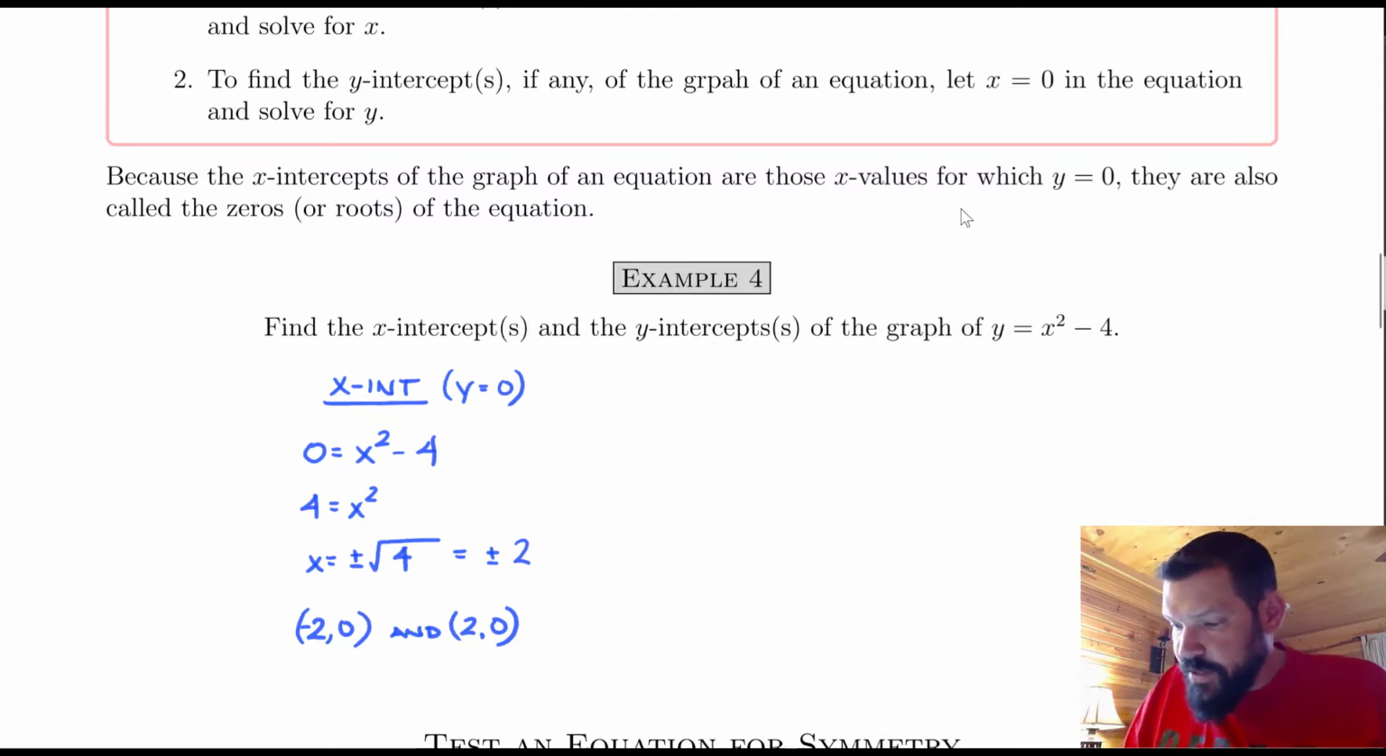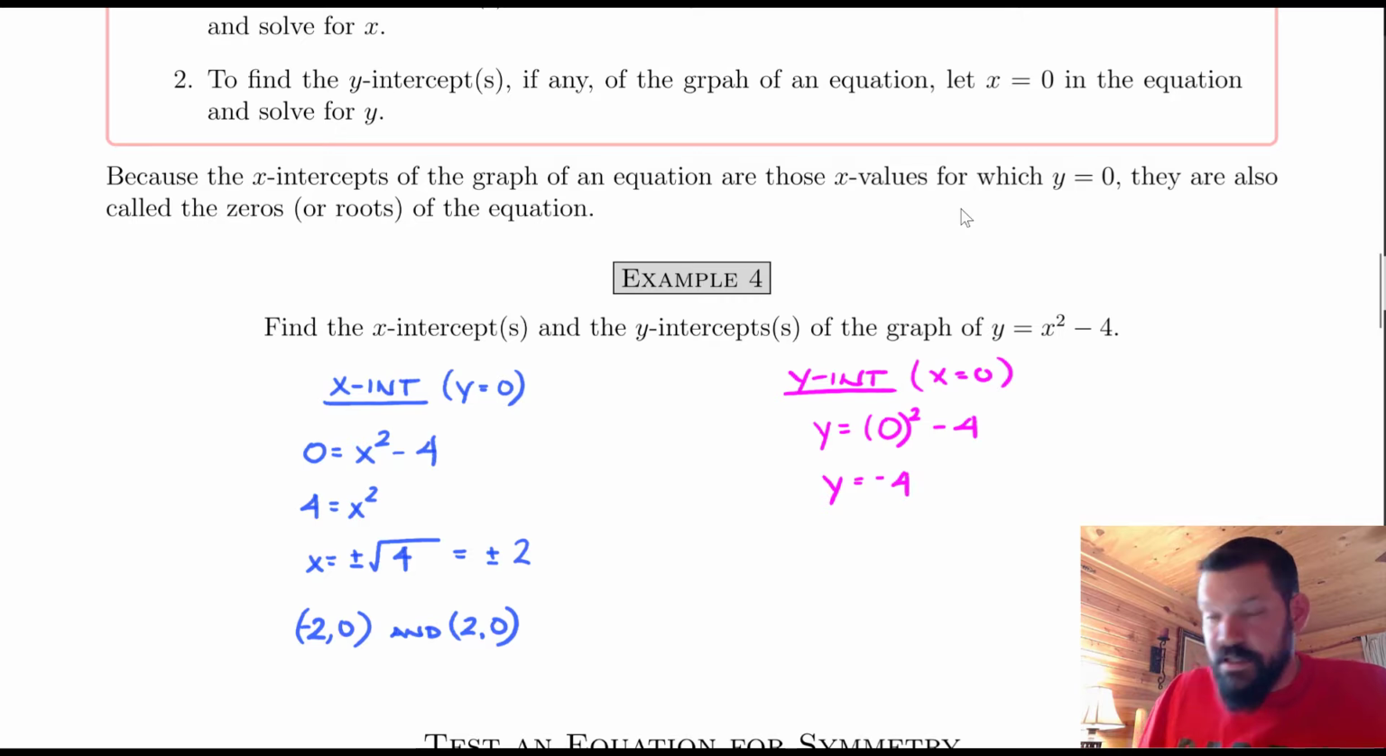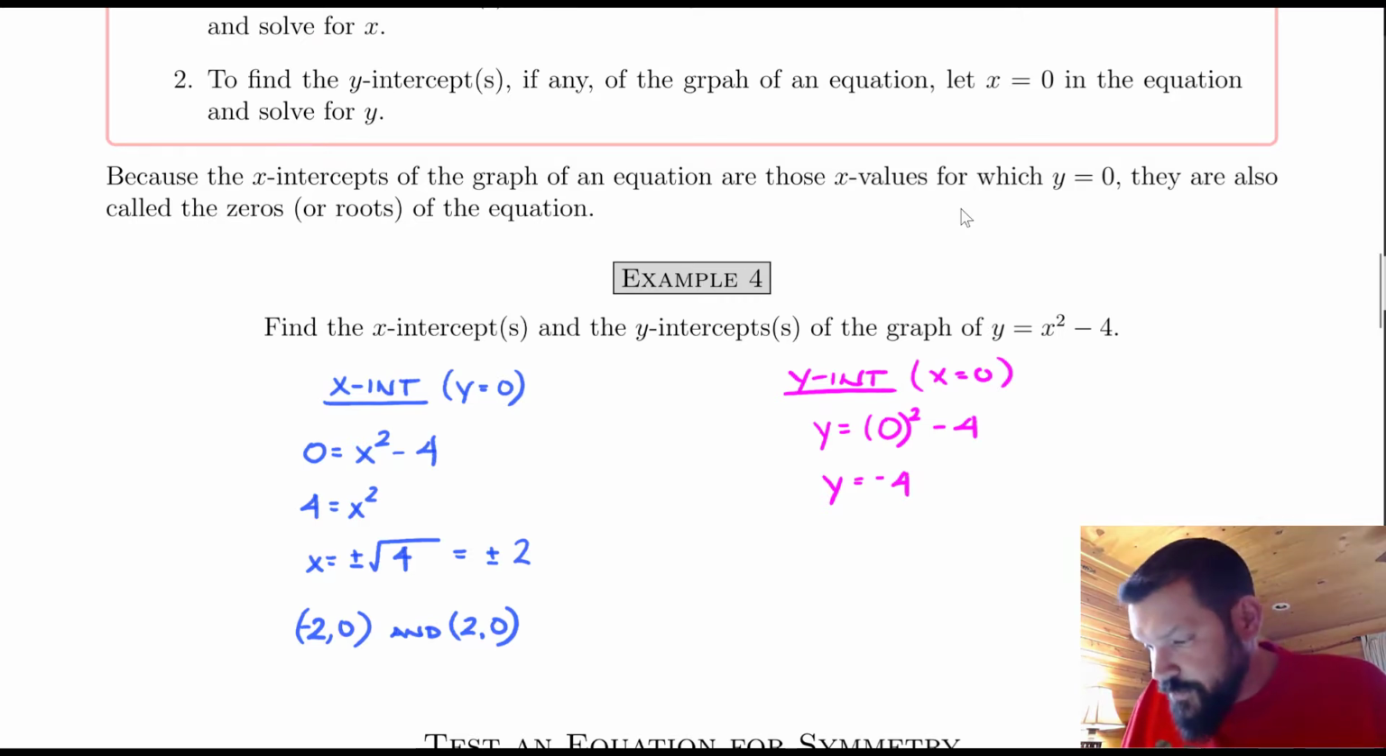Now let's look at the y-intercepts. The y-intercepts, if you recall, again, occur when x is equal to 0. And this is normally pretty simple to figure out. So we're going to replace x with 0 to find our y-intercepts. And when we simplify that, we just get -4. So this graph crosses the y-axis at 0, -4.